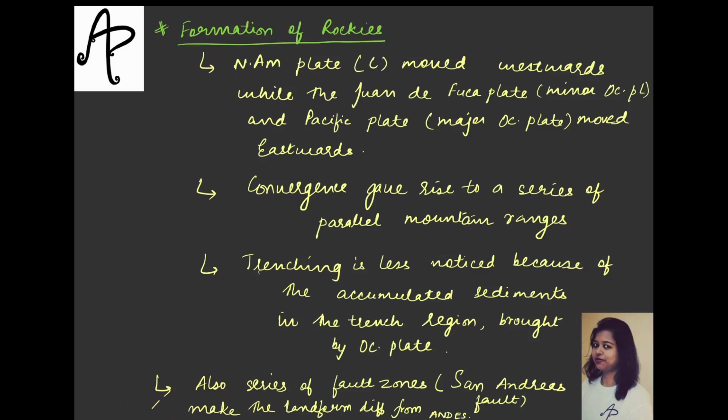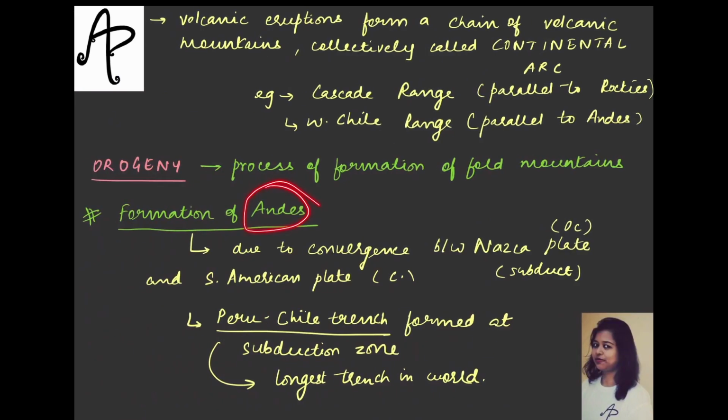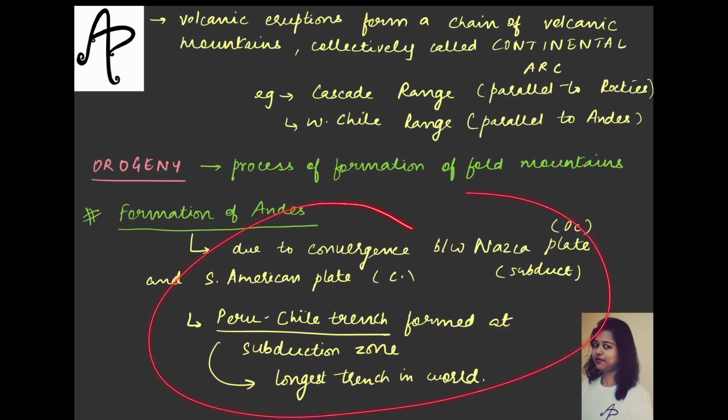Also, in this region there is some slight difference: there are a series of fault zones. Faults, you know, are where there are cracks. For example, the San Andreas fault, which makes the landform slightly different from the case of the Andes. But if you remember all of these points, you will be in a better position to write the answer for the Rockies also. And for the Andes, you just have to explain the whole process in detail, which we have done earlier, and write the name of the plates involved and the name of the trench which is formed.